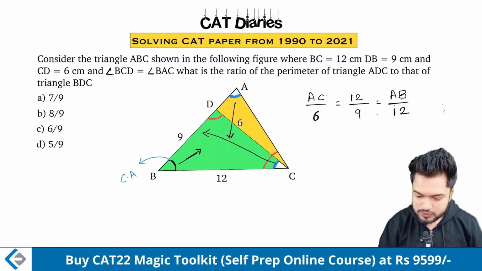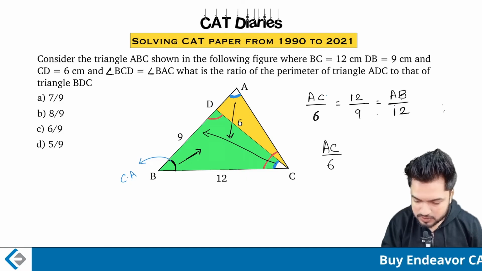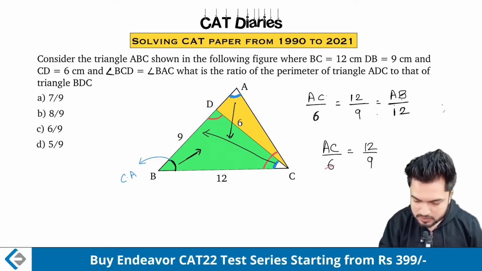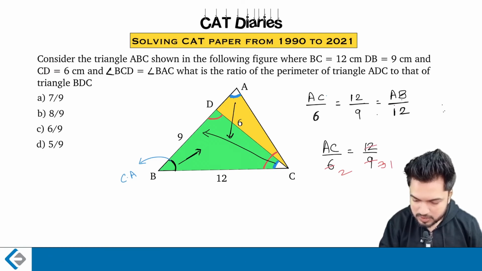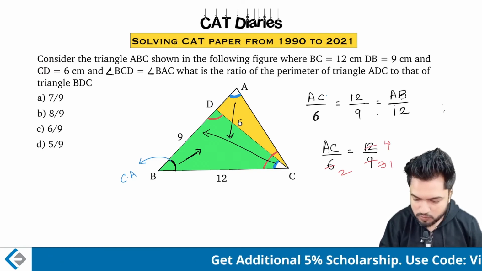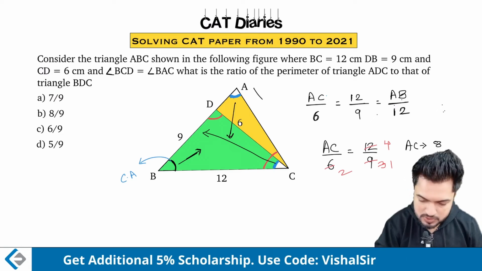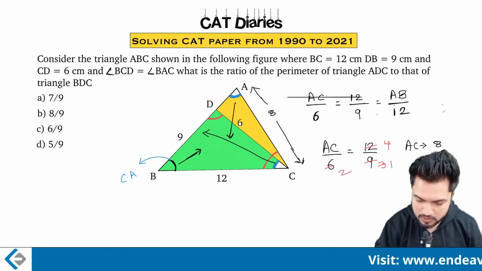So if I just solve this, let's first take this part. AC upon 6 is equal to 12 upon 9. So what is AC? 3 2s are 6, 3 3s are 9, and 3 4s are 12. AC is equal to 4 into 2, 8. So I get AC as 8, which means this side is equal to 8. Okay, that is something that I know about it.